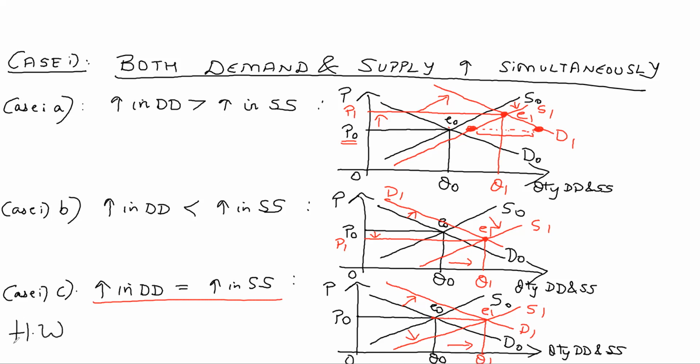This is where I stop in this lecture. Homework for all the students: draw the diagrams when both demand and supply decrease simultaneously. Draw the diagram for this case.